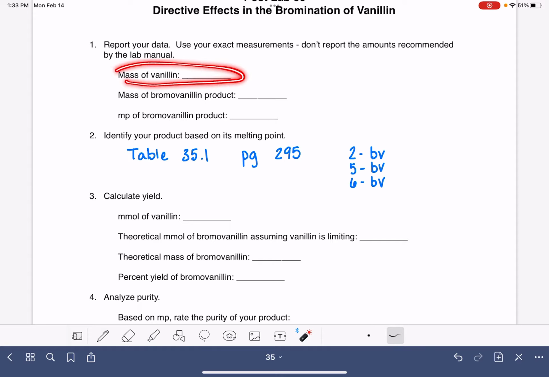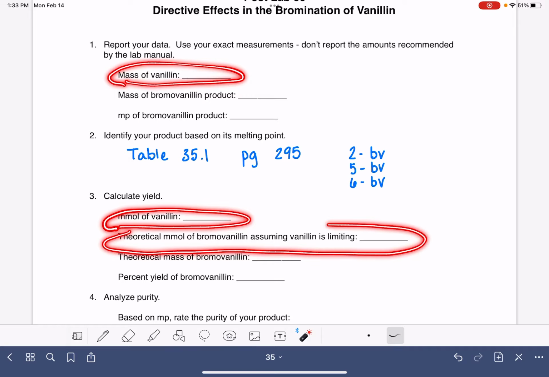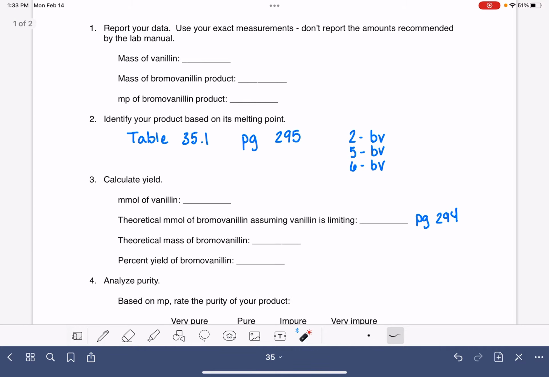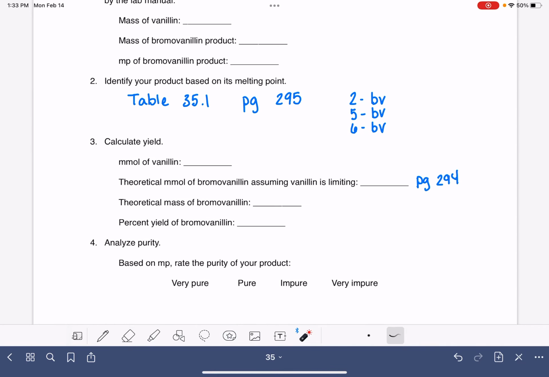Then you are going to do a yield calculation. First, convert your mass of vanillin into millimoles, and then convert that into the theoretical millimoles. The balanced equation for this reaction is on page 294. Once you know the millimoles of bromovanillin, you can convert that into mass of bromovanillin and then calculate your percent yield, which is going to be your actual yield divided by your theoretical yield times 100.